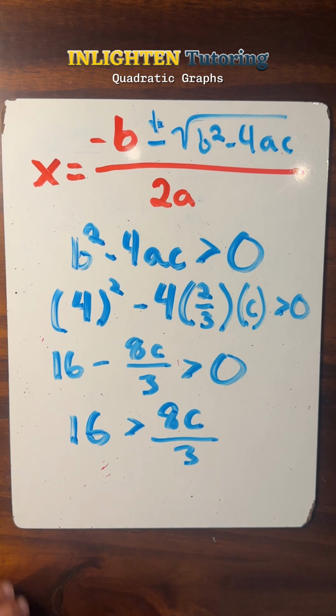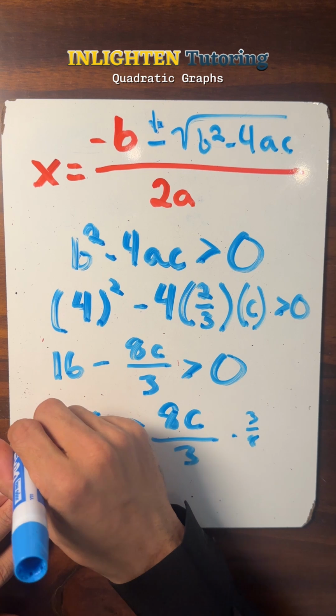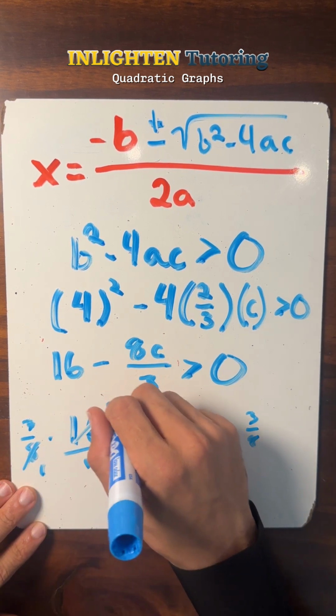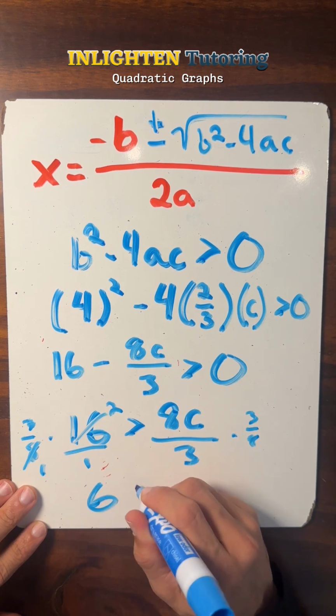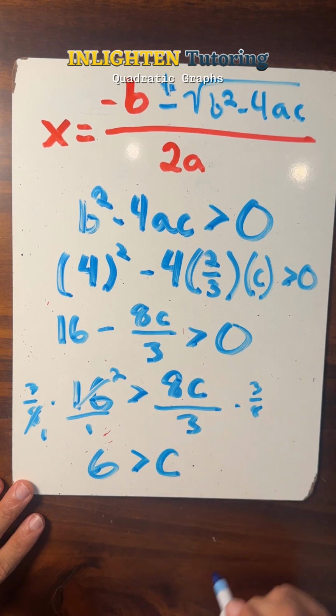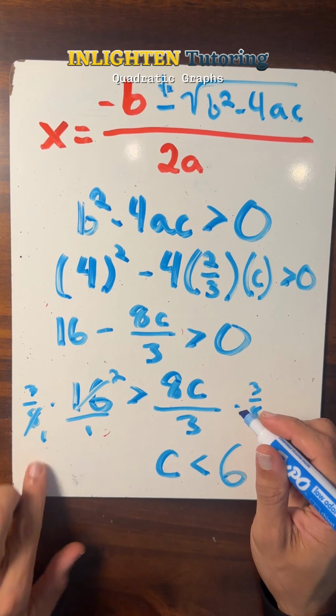So we're down here. Pretty much we're going to multiply both sides by 3 over 8. We'll multiply this side by 3 over 8. This cancels out to become 1 over 2. And I find out that 6 is going to be greater than c. Now, if I flip this, c is going to be less than 6.